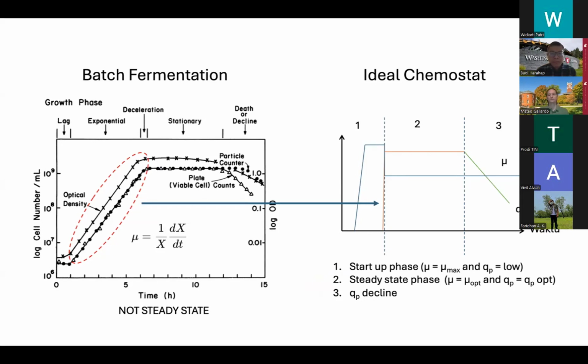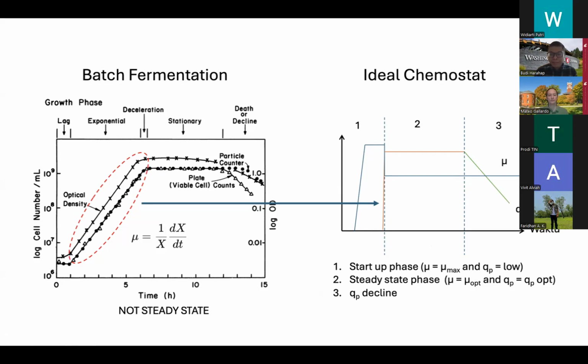What we want to have here, because batch fermentation is not a steady state, is steady state conditions, so we need to make the process continuous. For example, we want to maintain the mu max here. The mu max can be achieved when it reaches the exponential phase, and then we want to maintain the mu max to get the optimum production as well. So we have to change it to continuous flow.